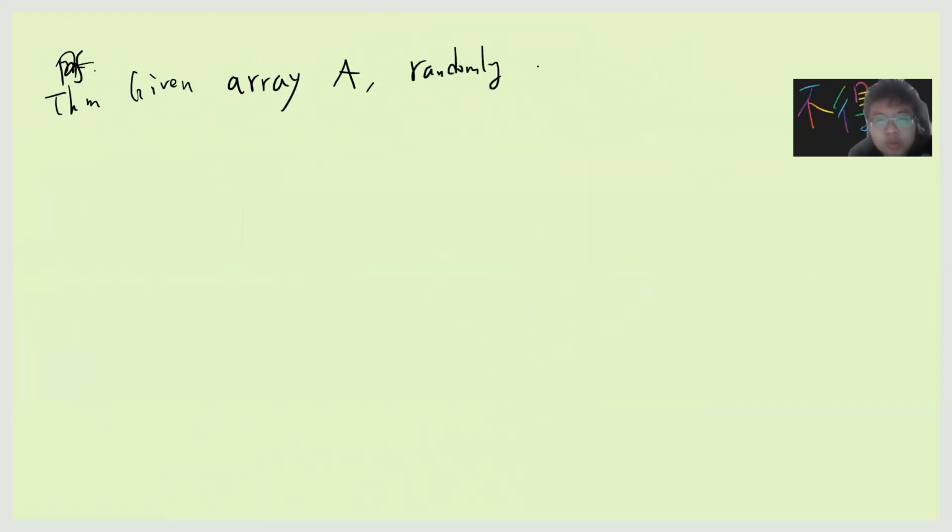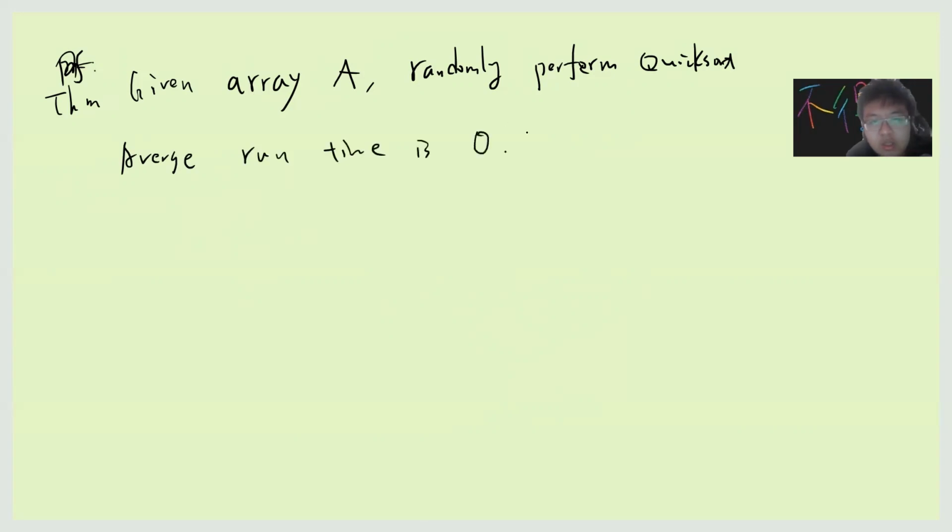The hard part is to prove the following. This is a theorem: let's say somebody gives you an array A, and you randomly choose a pivot, and for the next step you randomly choose another pivot, and keep going, randomly performing quicksort. Then the average runtime is O of n log n. This analysis is a little bit difficult because there is randomness.